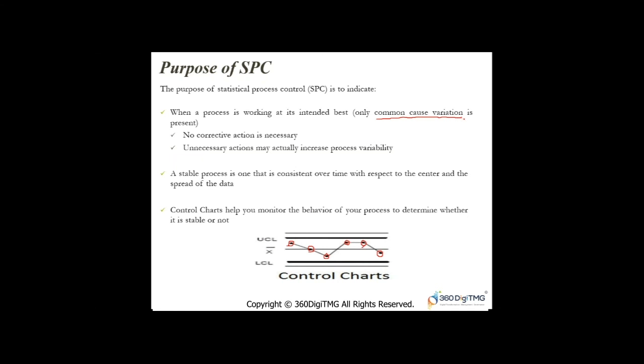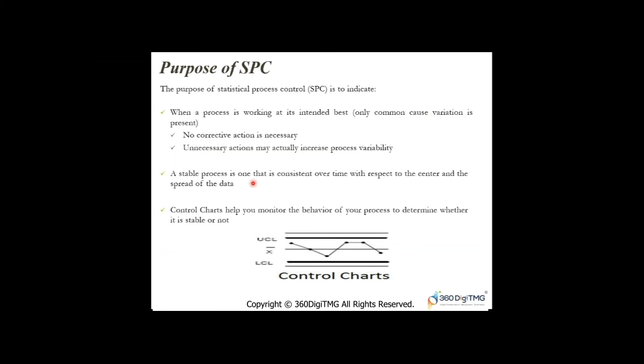There's something called common cause. You cannot get rid of that. You need not take any corrective action if the data points are within your limits, right? This small variation would be there in any process, no matter what you do. Unnecessary actions, if you take them, may actually increase the process variability. It might be counterproductive, so we need to be aware of that.